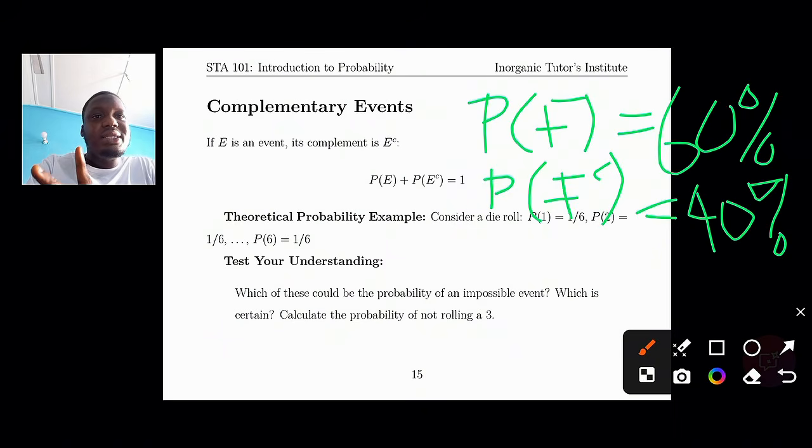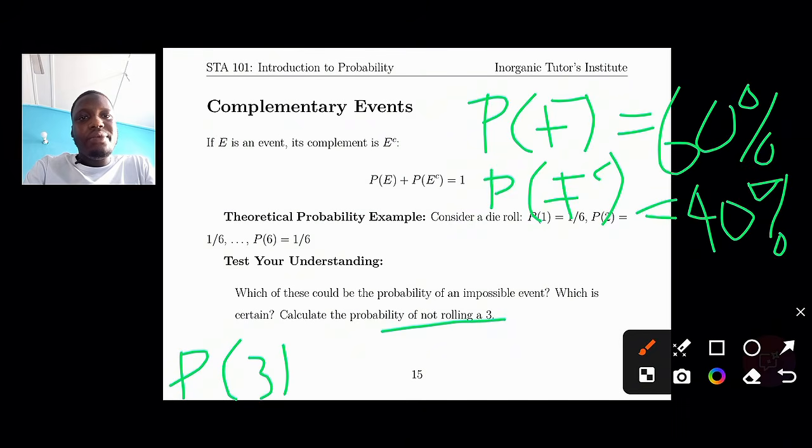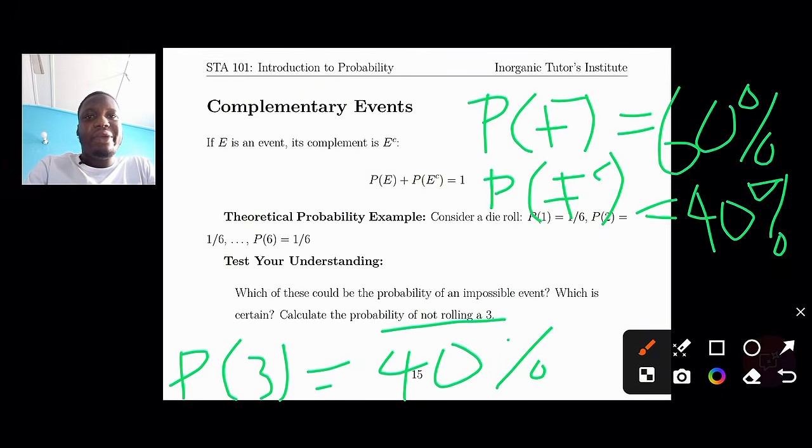When there are two outcomes and you know the probability for one, no one will even tell you to deduce the probability for the other. And remember, it's not necessarily male or female, true or false. It could be that, like what we see here, not rolling a 3. So if the probability of 3 is 40%, then the probability of not rolling a 3 is 60%.